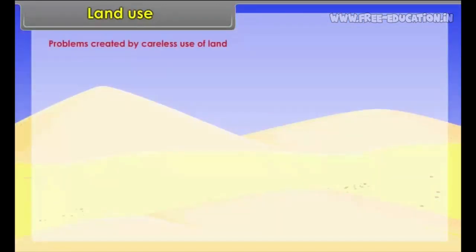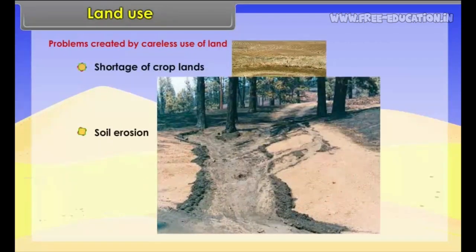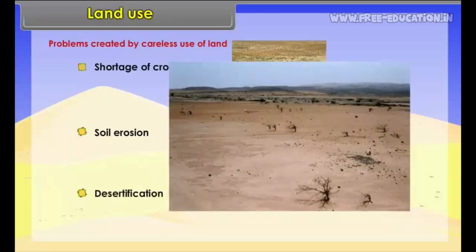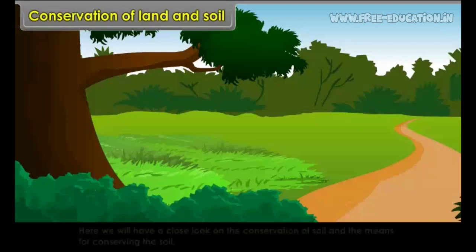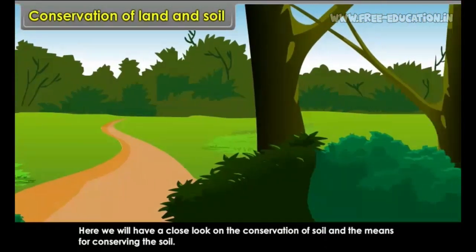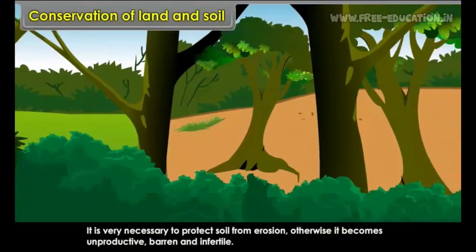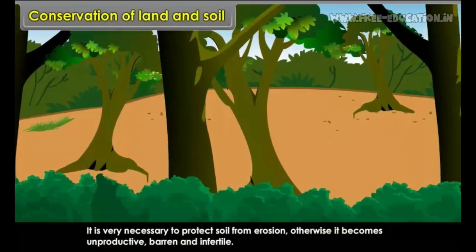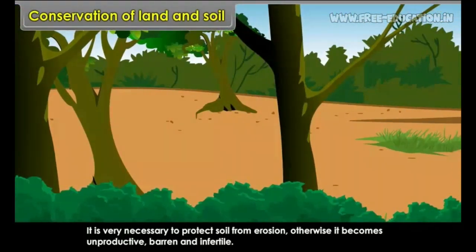Can you list certain serious problems that are created by careless use of land? Shortage of croplands, soil erosion, desertification. Conservation of land and soil. Here we will have a close look on the conservation of soil and the means for conserving the soil. It is very necessary to protect soil from erosion. Otherwise, it becomes unproductive, barren and infertile.